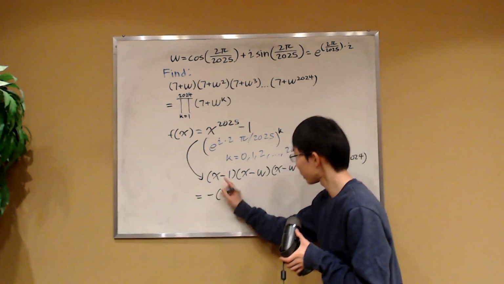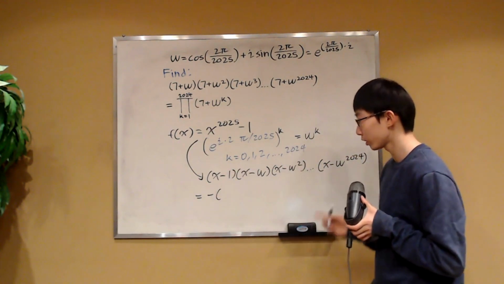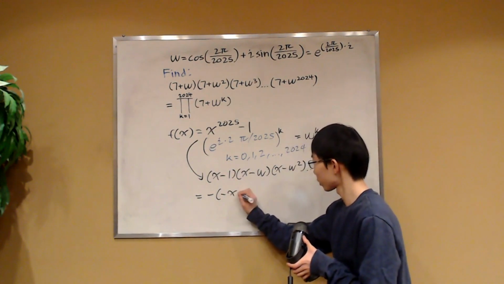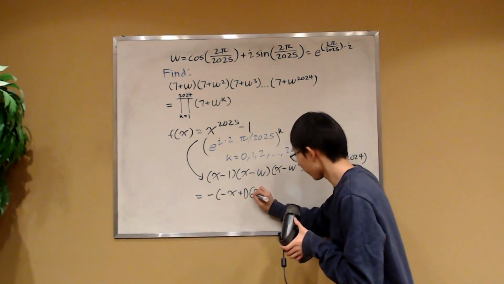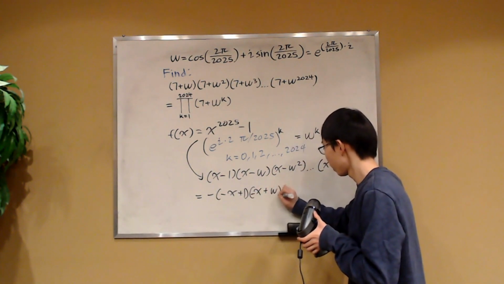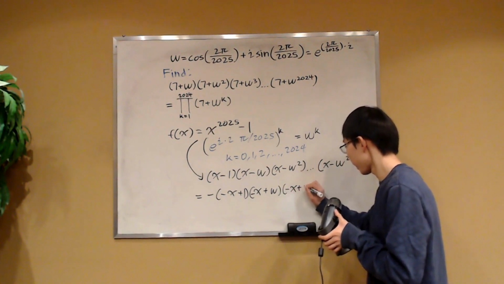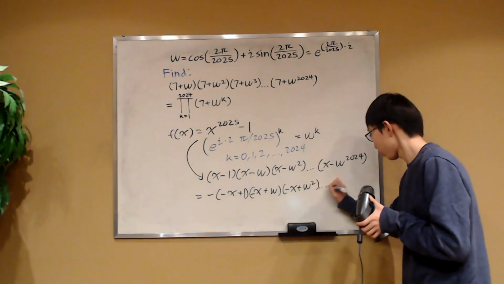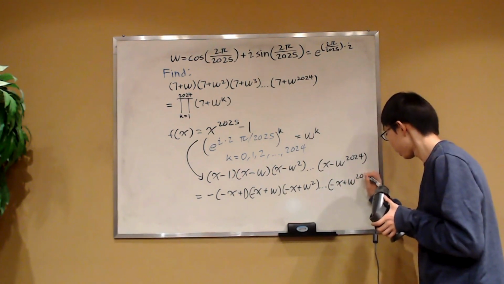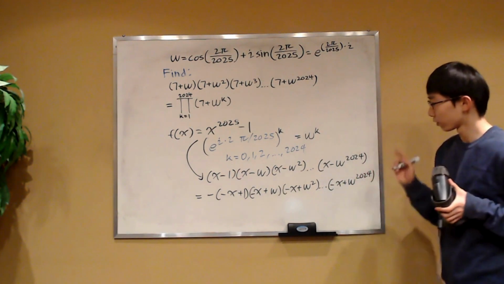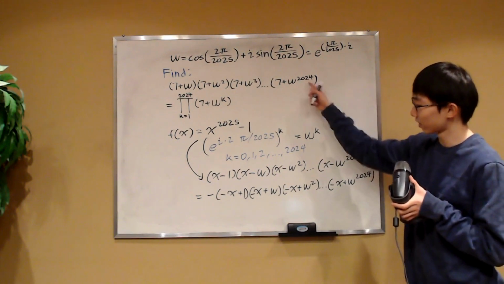And then inside each of these factors, we take out a negative sign. So that's negative x plus 1. Oh, sorry, plus 1. And then this would be negative x plus omega, and then negative x plus omega squared, and so on and so forth, all the way to negative x plus omega to the 2024. Now this is much better. It looks a lot more like this.